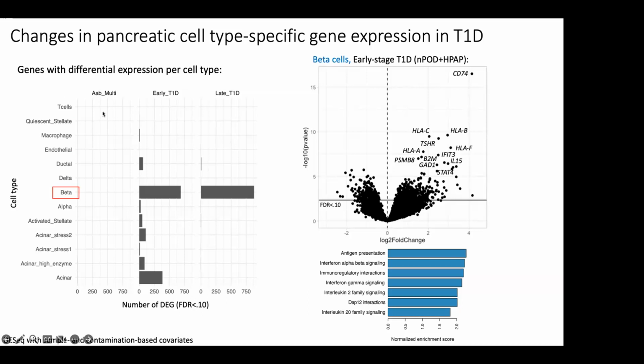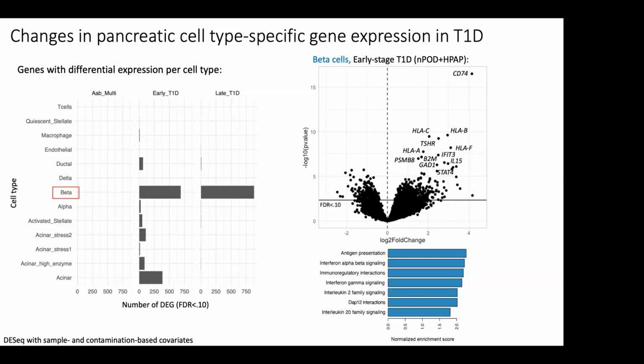So a couple things to note here. First off, we see the largest changes in beta cells in early and late T1D. Other cell types, such as acinar cells and some other cell types, have some evidence for changes specifically in the recent onset T1D. But what is also quite noteworthy is there are no genes that have significant changes in multiple autoantibody positive individuals. Doesn't mean that there aren't any changes in these individuals, right?